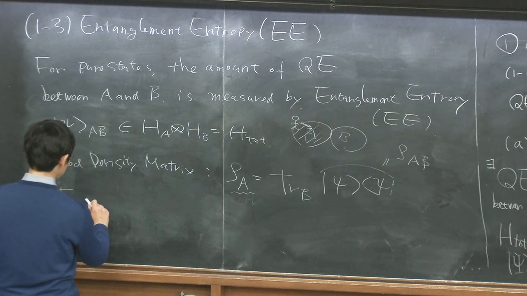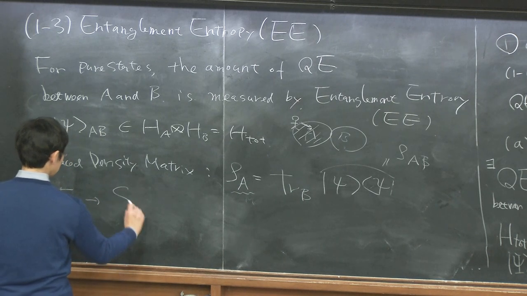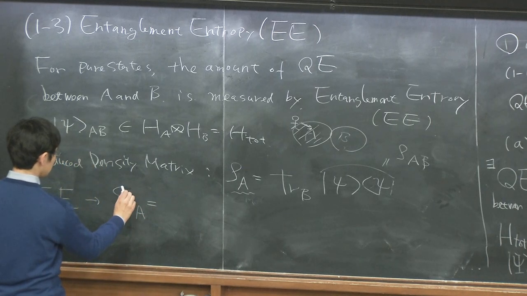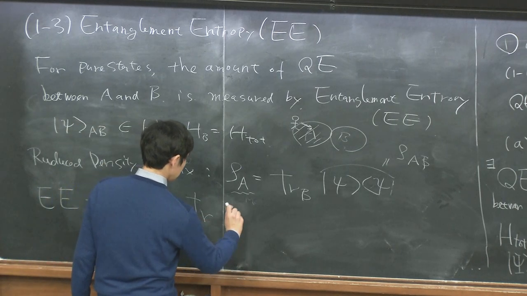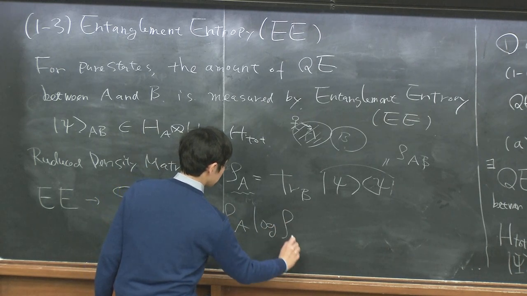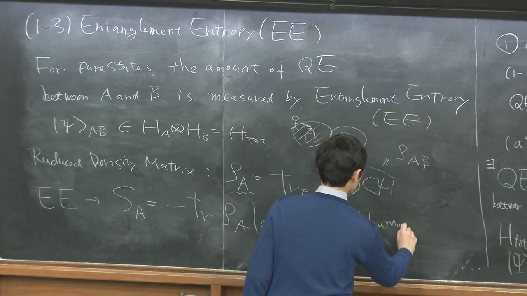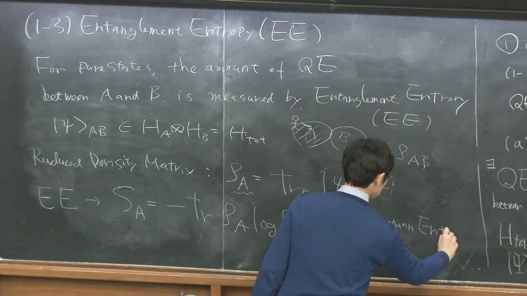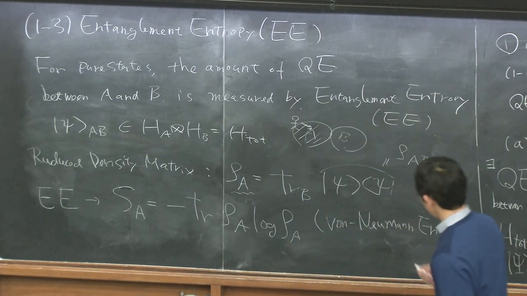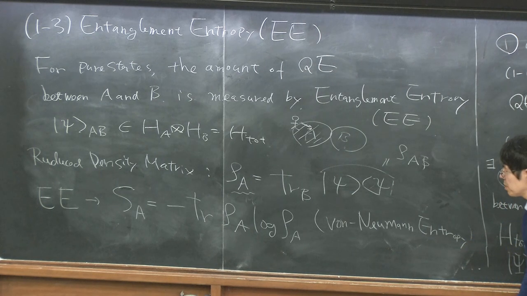So entanglement entropy is defined to be S_A, we just write it S_A, equal to minus trace rho_A log rho_A, namely this is the von Neumann entropy. As we will mention, there are many other versions of entropy, for example something called Rényi entropy, but von Neumann entropy always has the best property. Also, interestingly, if we think about AdS/CFT, the most natural quantity which we have as an entropy is always von Neumann entropy. So there is a very interesting connection between them.